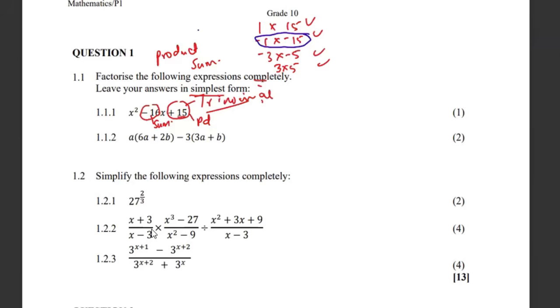So I come down, open my 2 brackets, then I'll say x with a negative 1, x with a negative 15, and that becomes our answer.